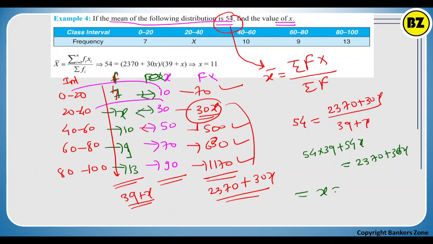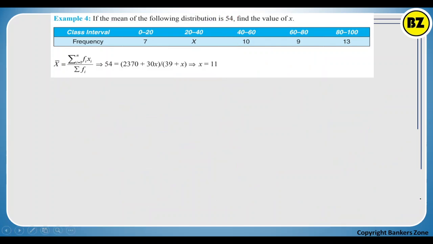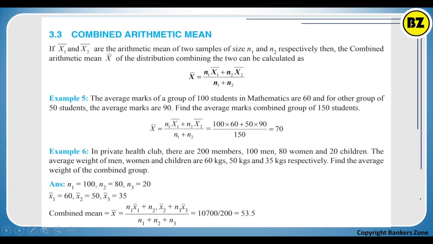So x you will get as 264 divided by 24, right? Further solving, you will simply get 11. So the x value is 11. Okay, this is your answer. So how simple it is, right? First you need to understand the steps. Now we'll move to the next.